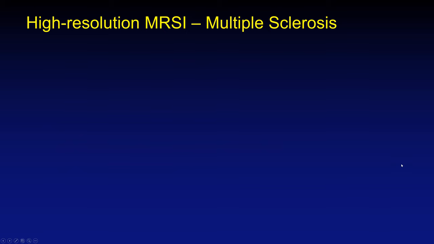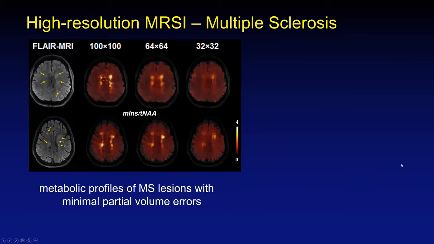Let me introduce a couple of our early results on multiple sclerosis. Maybe most previous studies have been performed using single voxel spectroscopy or MRSI techniques with matrix sizes of 16 by 16 spatial resolution. You may appreciate these myo-inositol to NAA maps, which essentially show you that to be really able to capture the metabolic changes that you see in multiple sclerosis lesions, you need to go to a much, much higher spatial resolution.